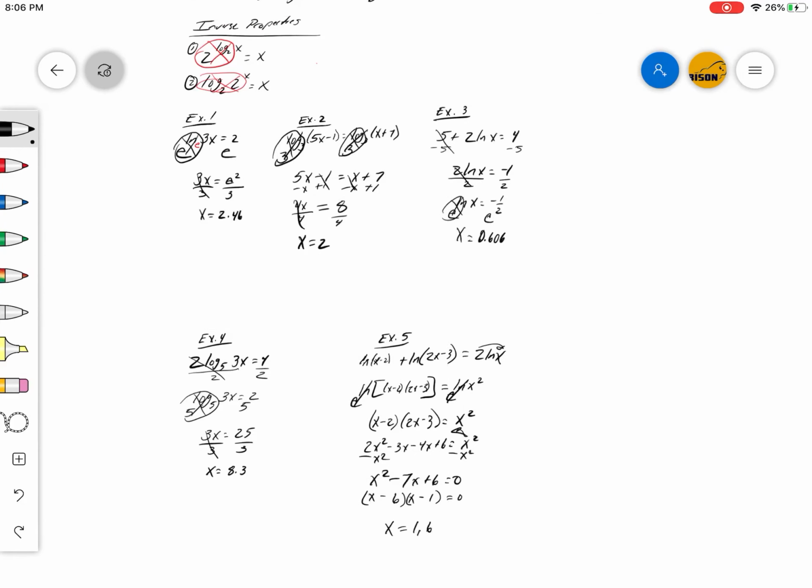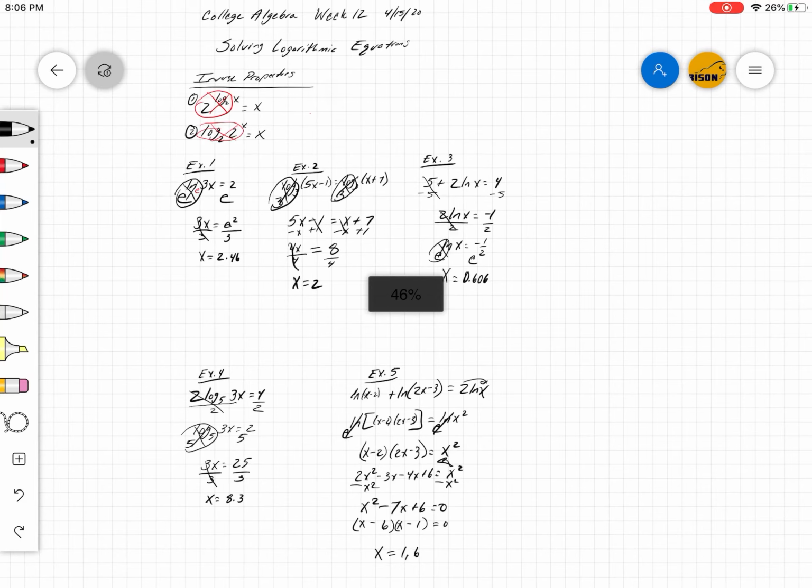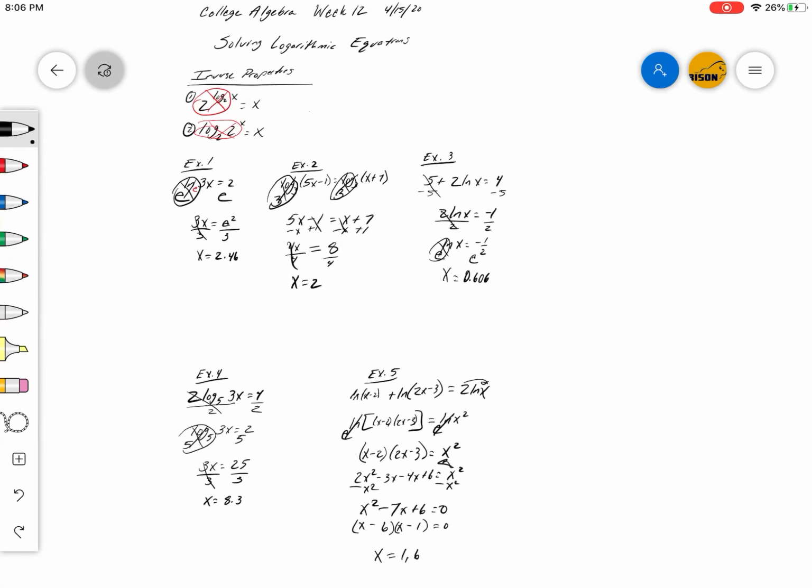Okay, so hopefully you were able to follow me on solving these logarithmic equations. Remember, use your inverse properties. If you're struggling to remember those, go back and find the video where we talked about the inverse properties, and you should be able to find some stuff on that.